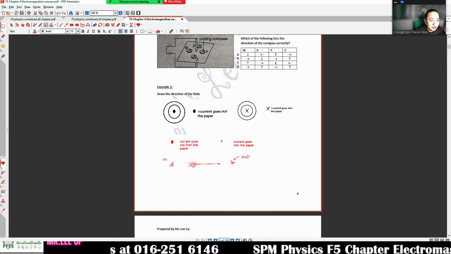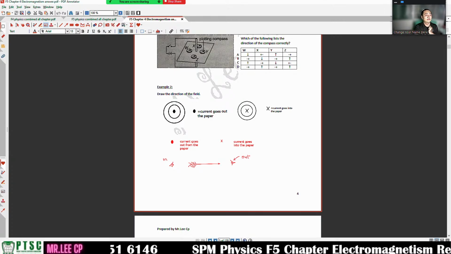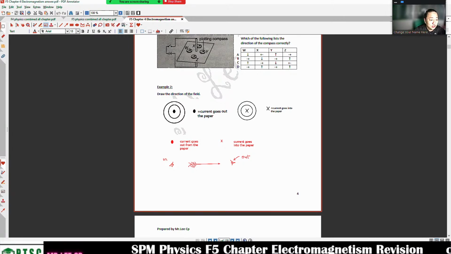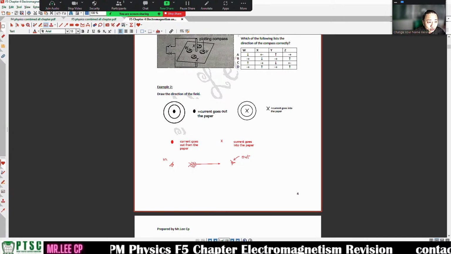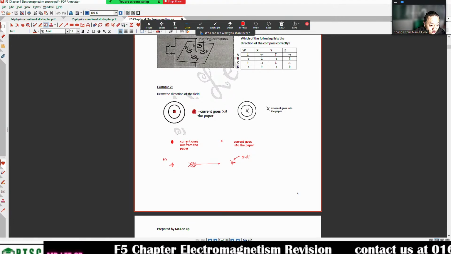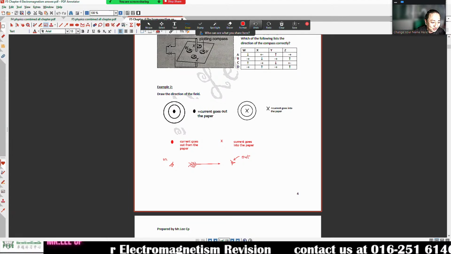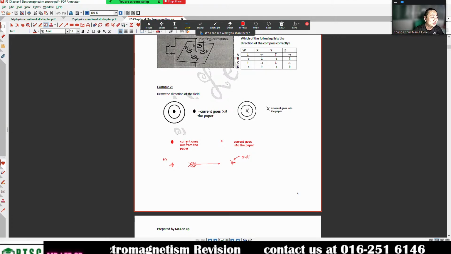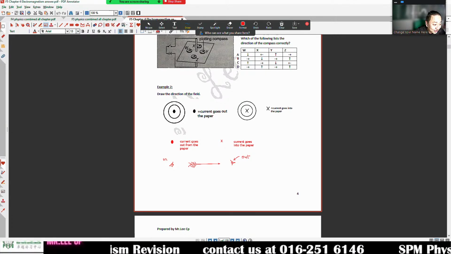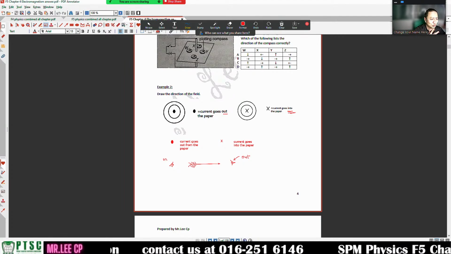Okay. Now if the current goes in and goes out, how? We are going to see. If the current goes in, it turns in this way. This dot is showing you the current is going out. Sorry, I'm sorry. This one is going out. The X is going in. X is going in, and the dot is out. How to differentiate it?